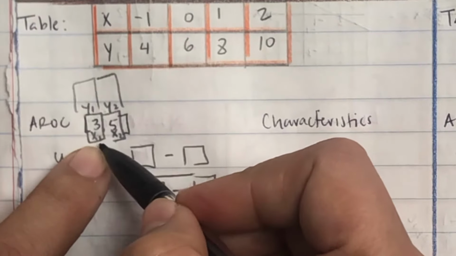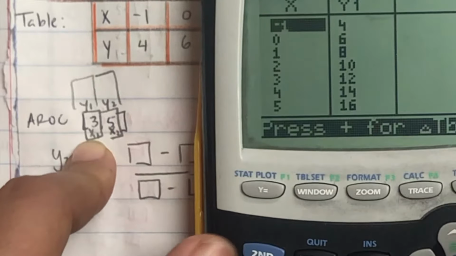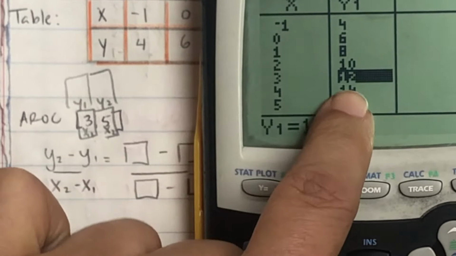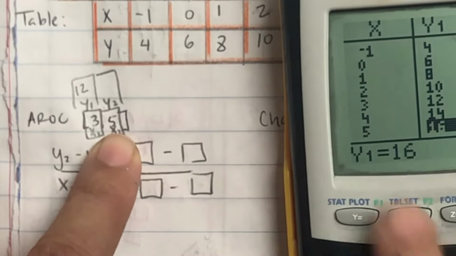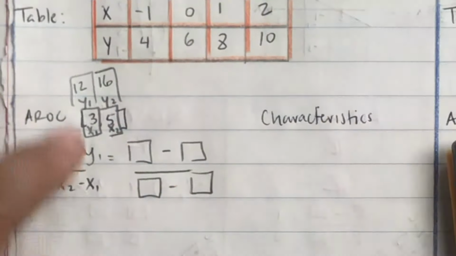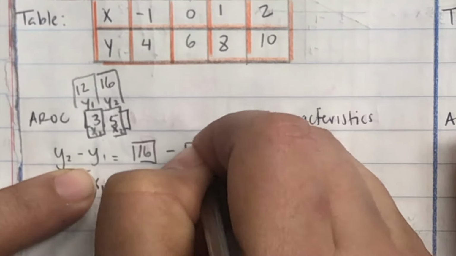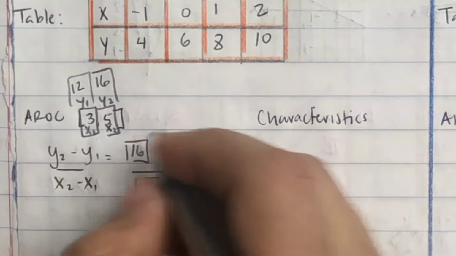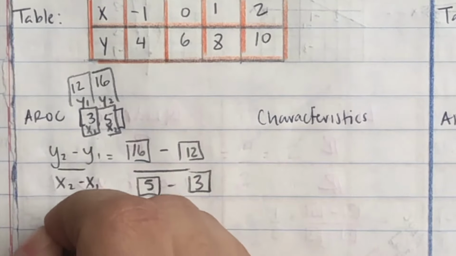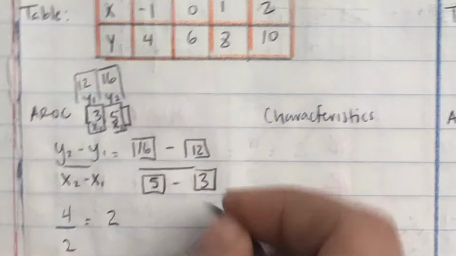So when x1 is 3, and I don't have 3 here, I'm going to go back to my table. Second table, go down to 3, y is 12. Go to 5, go down to 5, y is 16. Plug in those numbers. y2 is 16, y1 is 12, x2 is 5, x1 is 3. Put that in the calculator. 16 minus 12 is 4. 5 minus 3 is 2. That simplifies to 2.